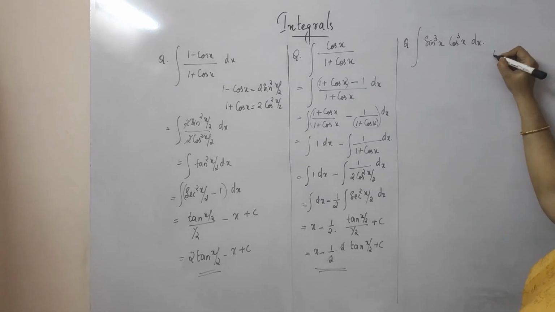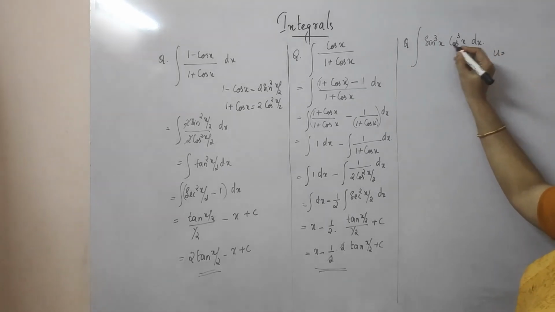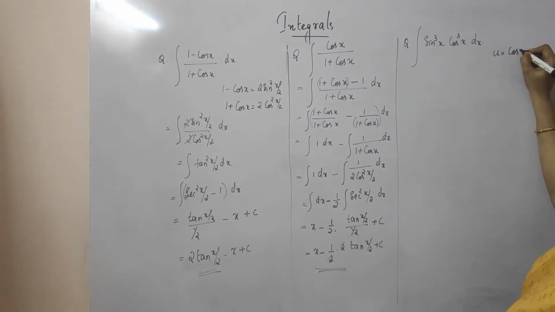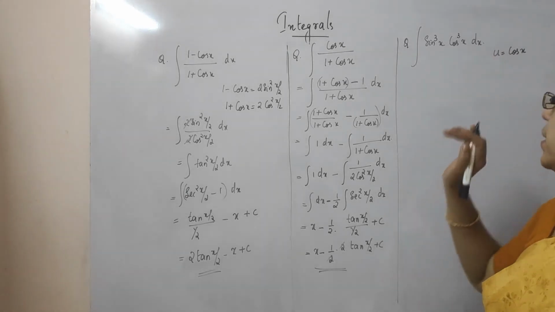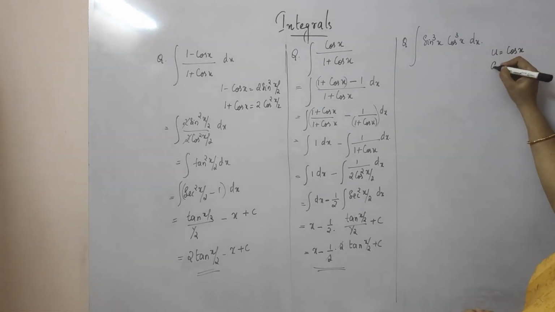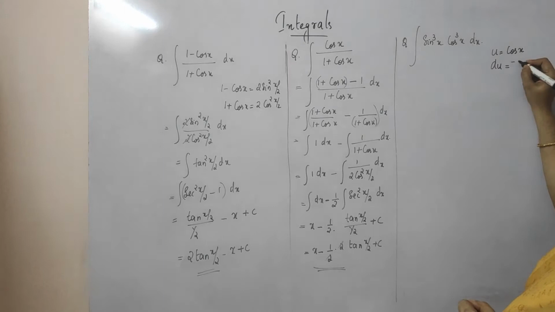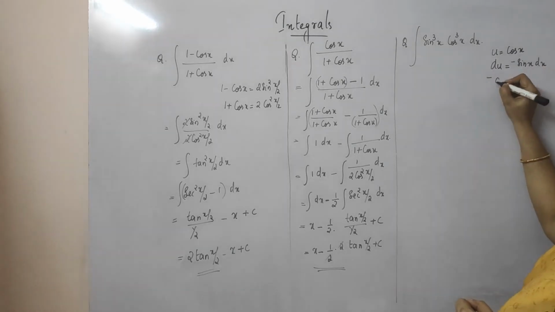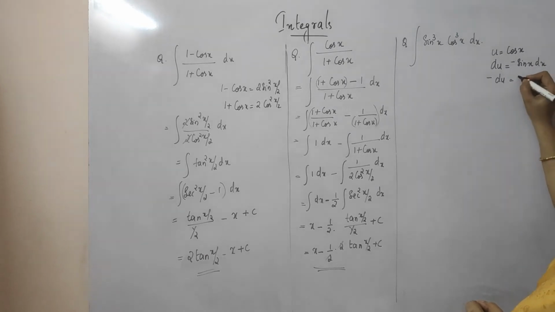Now either I can take u is equal to sin x or I can take u is equal to cos x. Whichever way you want, you can take. So I have taken u is equal to cos x. So du becomes what? Minus of sin x dx. So I can write minus du is equal to sin x dx.